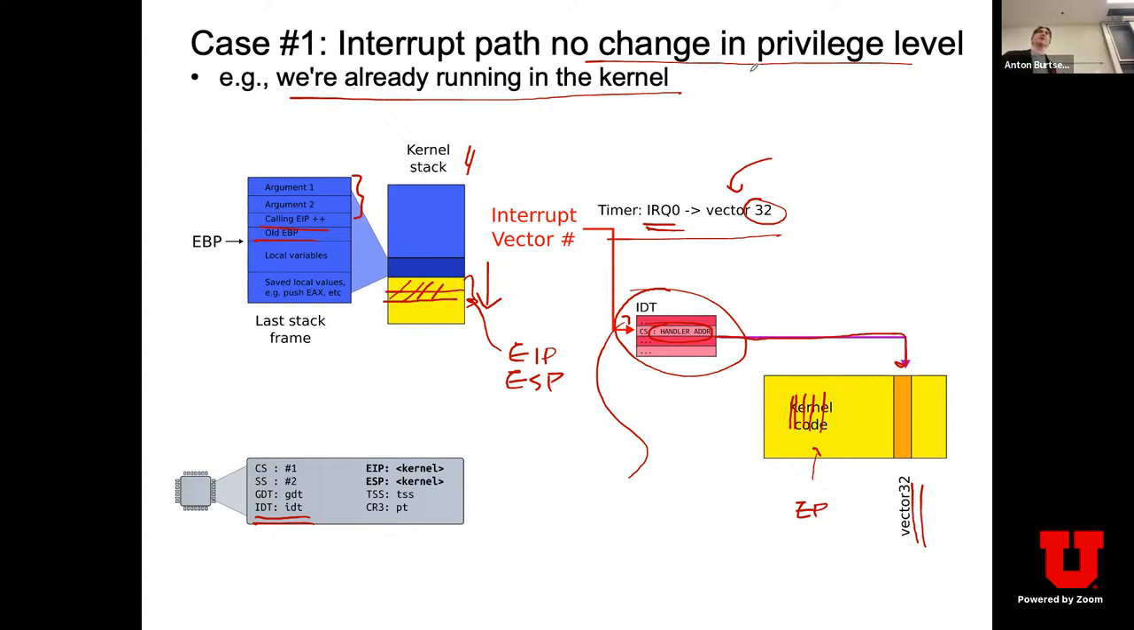So the calling convention will be slightly different. A language can implement it, but typically the very first, this vector 32 label will be written in assembly, and then you will jump to C as fast as possible. But that's a good question. We'll take a look in a second. All good now? Okay, good.